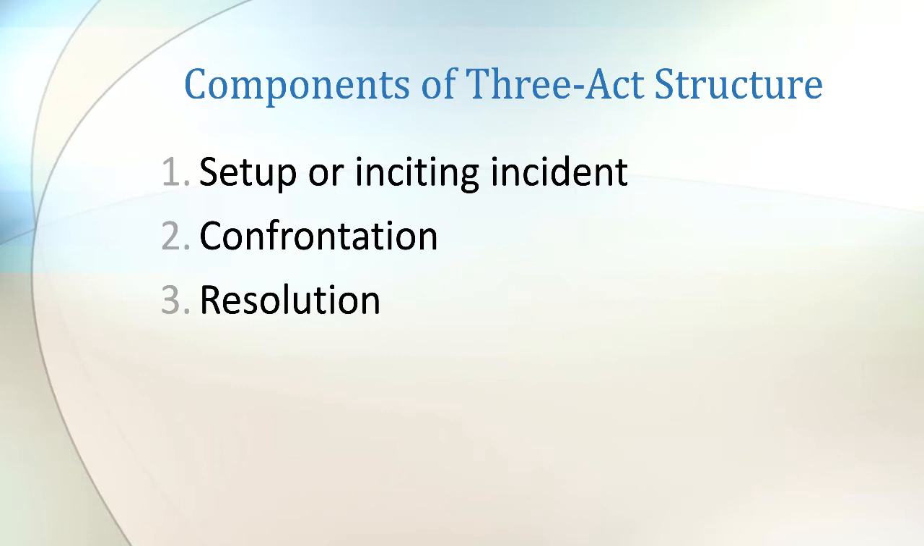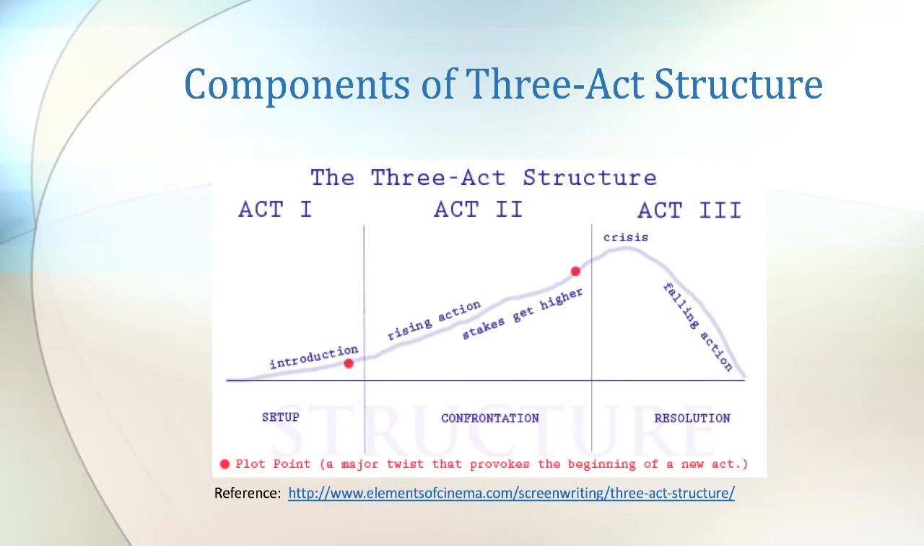Here's a graph of how this thing would go. Act One, there's an introduction, setup. Confrontation is really 90% of the story. And that's when the characters are going through various actions or trying to solve various problems, whatever. But the action keeps rising and rising, and the stakes get higher. Then in Act 3, that's when the climax is, and then there's the falling action or resolution.